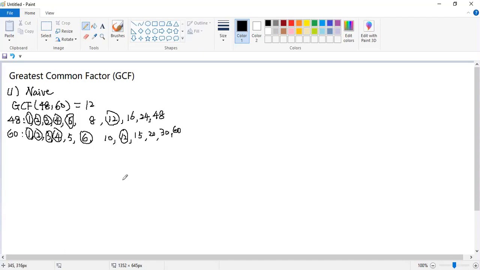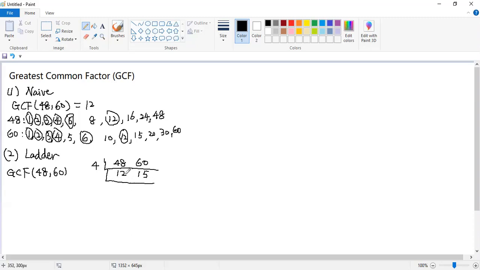We can also use another method called the ladder method. So let's solve the same question: greatest common factor of 48 and 60. So put them on a row, 48 and 60. We know 4 is a common factor. So 48 divided by 4 equals 12. 60 divided by 4 is 15.